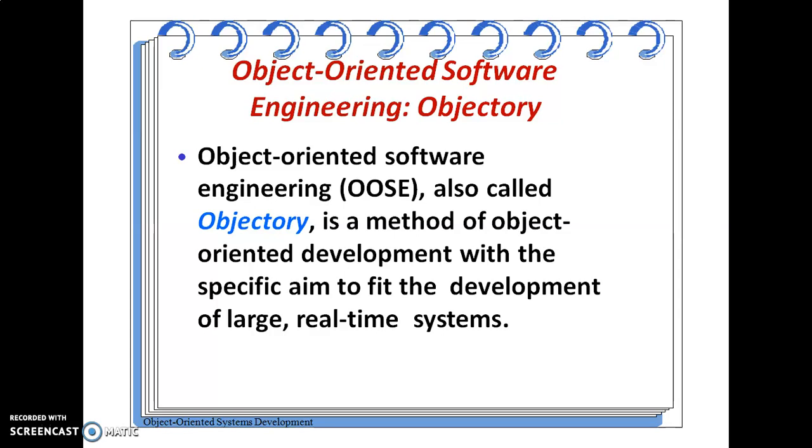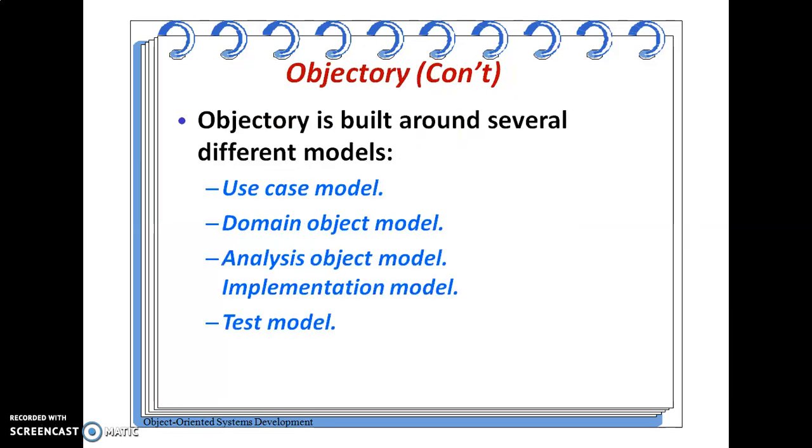Object oriented software engineering, also called Objectory, is a method of object oriented development with the specific aim to fit the development of large real-time systems. Next, Objectory is built around several different models. Which are those models then?